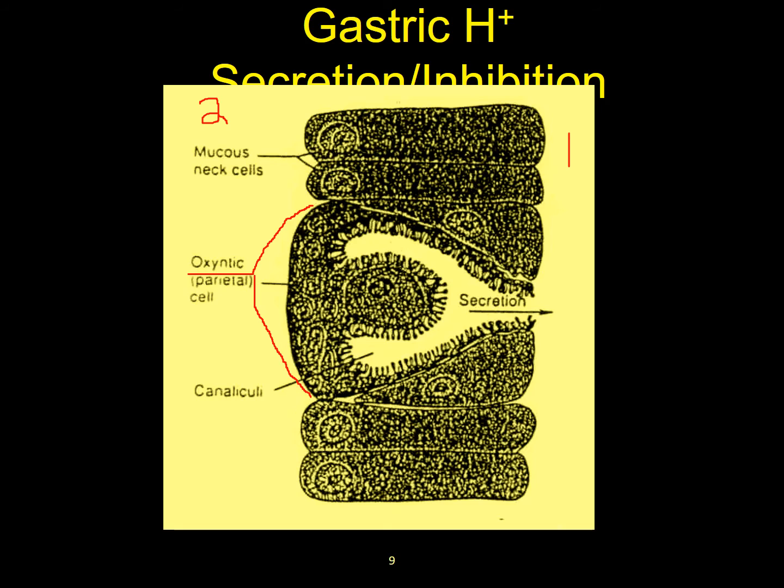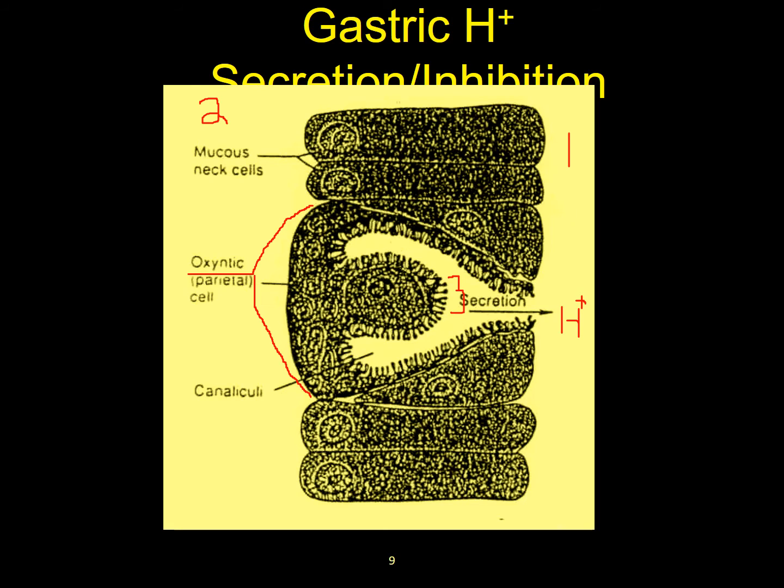And inside the parietal cell is the proton pump. I'm going to label that as a 3. The proton pump makes acid and secretes it into the cavity of your stomach, and that's where I've drawn this giant hydrogen ion.